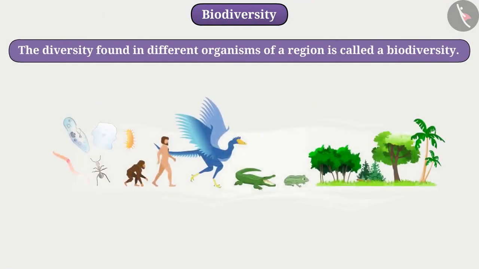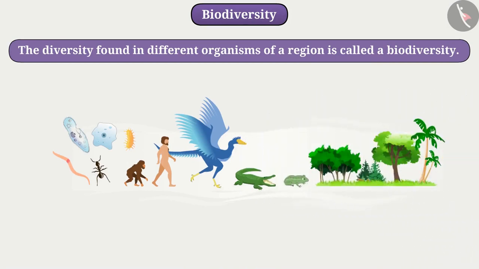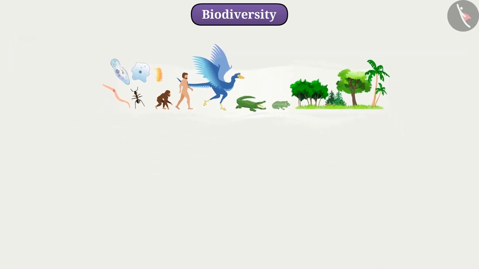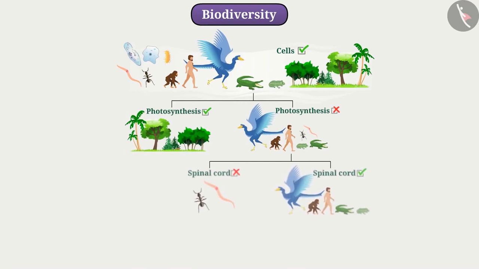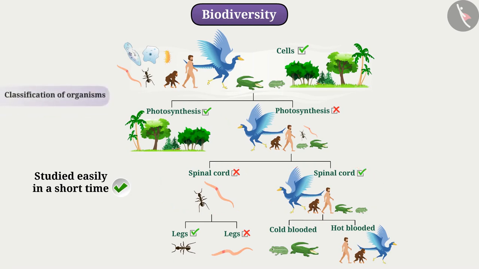There is so much biodiversity on Earth that we cannot study each organism independently, one after another. It will take too much time. But if we form groups based on different organisms, then these groups can be studied easily and in a short time. Forming groups based on similarities and differences of organisms is called classification of organisms.